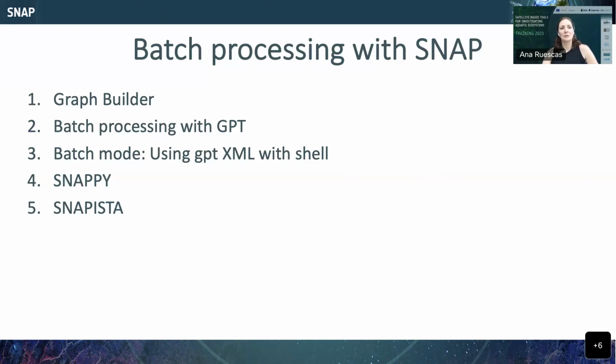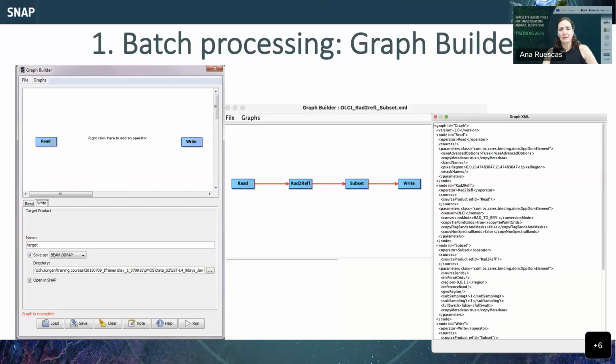There are several ways of using Snap in batch mode, and I will go through them and explain a bit how this works. The first one is the graph builder. The graph builder is what the name says: you are going to build these types of graphs. This is available from the GUI, and these saved graphs can also be used outside the GUI with a command line, with a graph processing tool that we will see later.